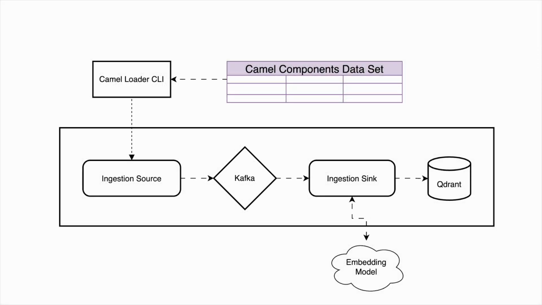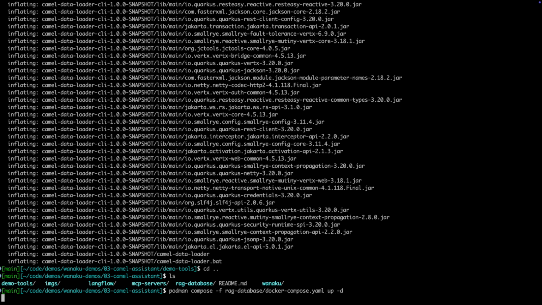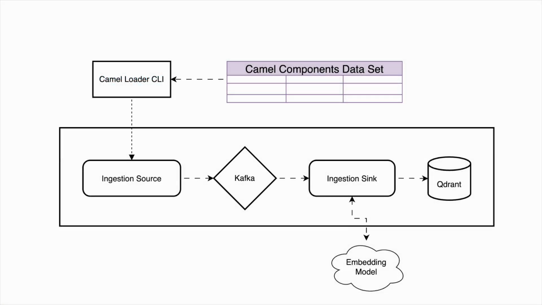But before we can use it, we need to start the backend system it will send the data to. This system includes our vector database, which will act as the long-term memory for our AI assistant. Thankfully, this is incredibly easy. The project comes with a Docker Compose file that lets us launch everything with a single command. So, our backend is running and waiting.